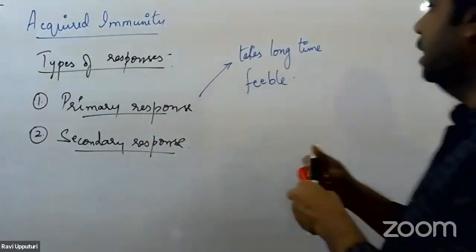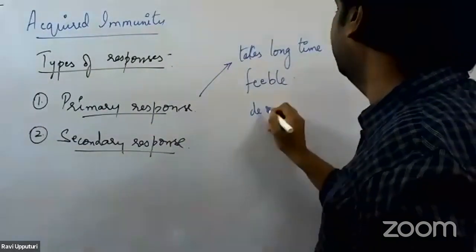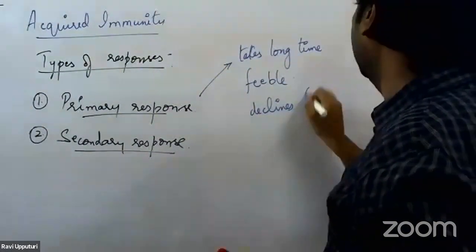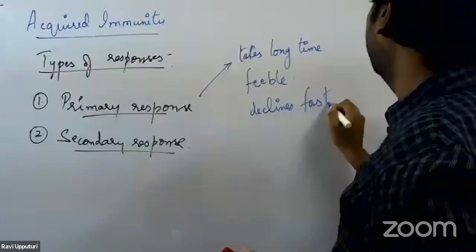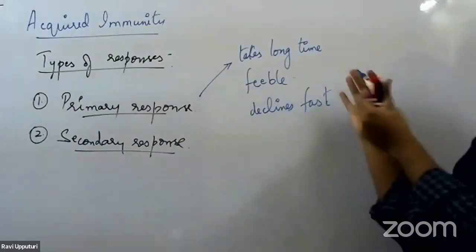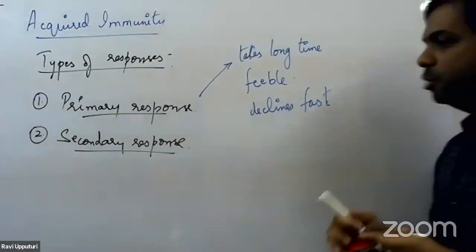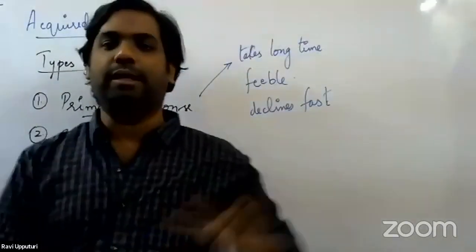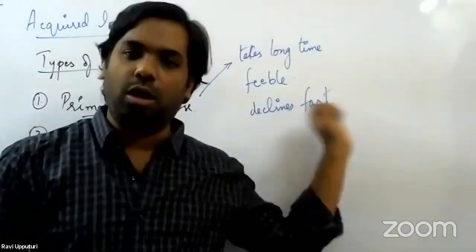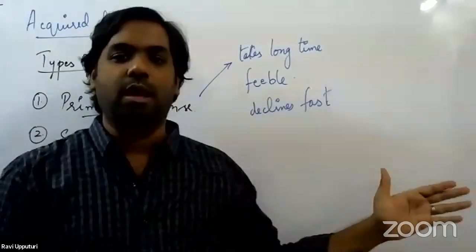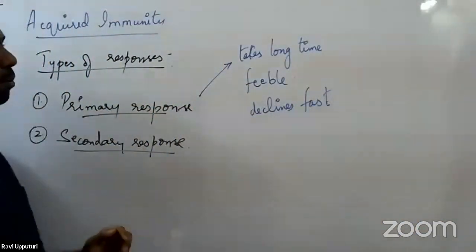The third one is it declines fast. That is, it is gone. It disappears very fast. This primary immune response is usually seen once it has done its work. That's it, the work of the primary immune response is done. So three features of the primary immune response.